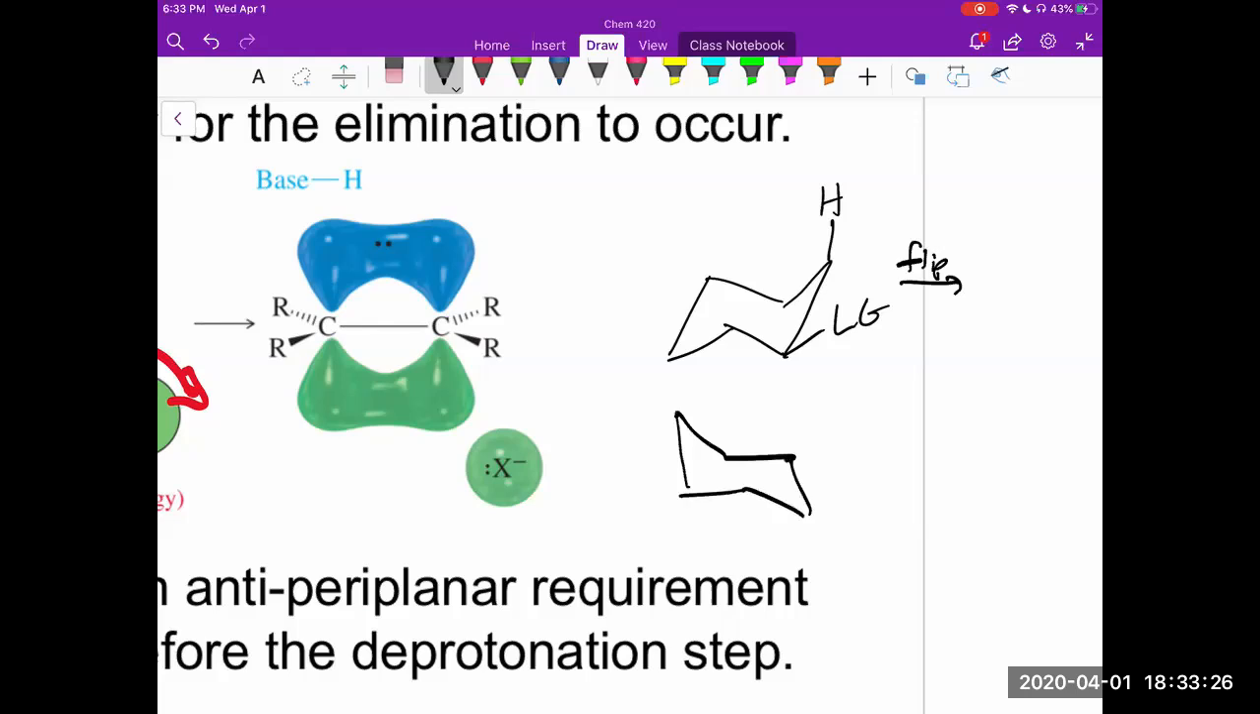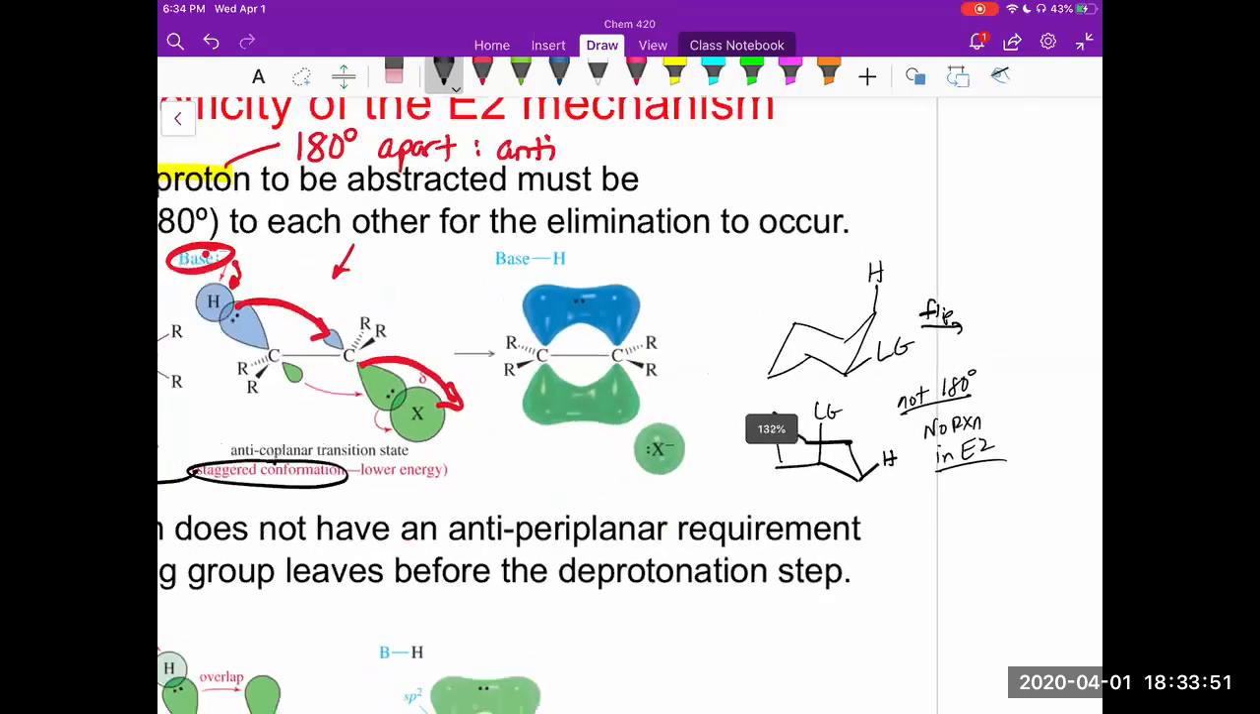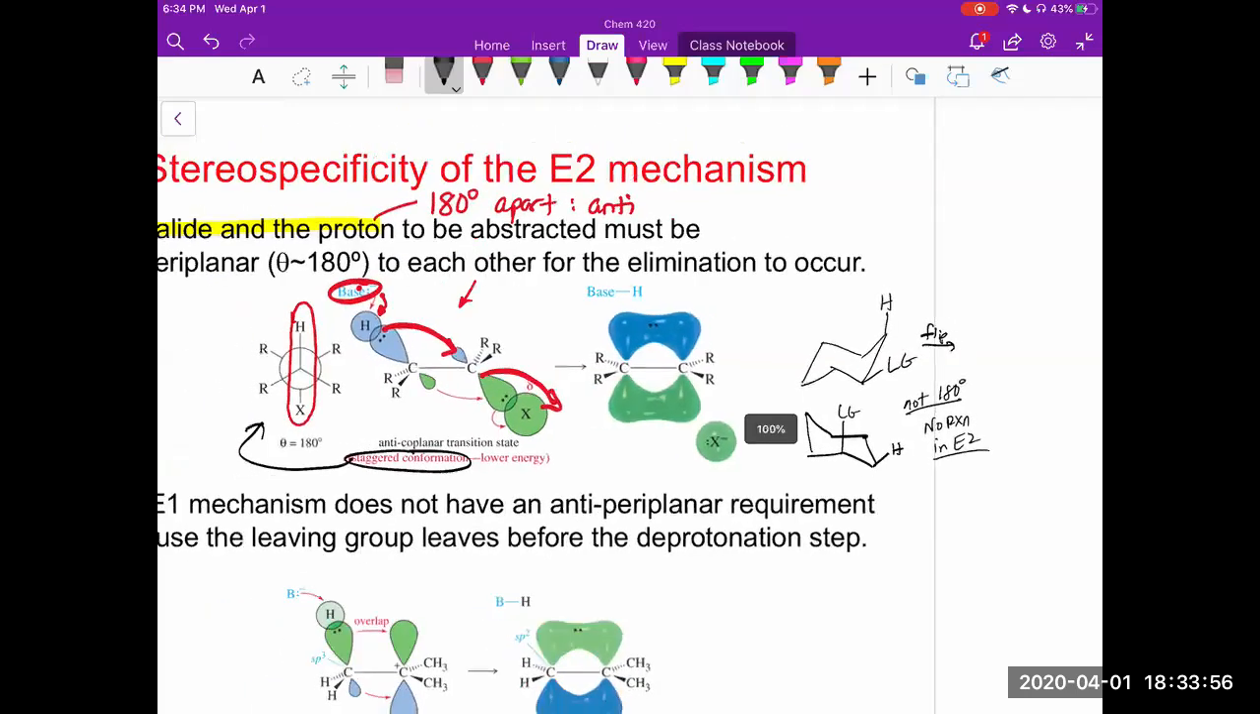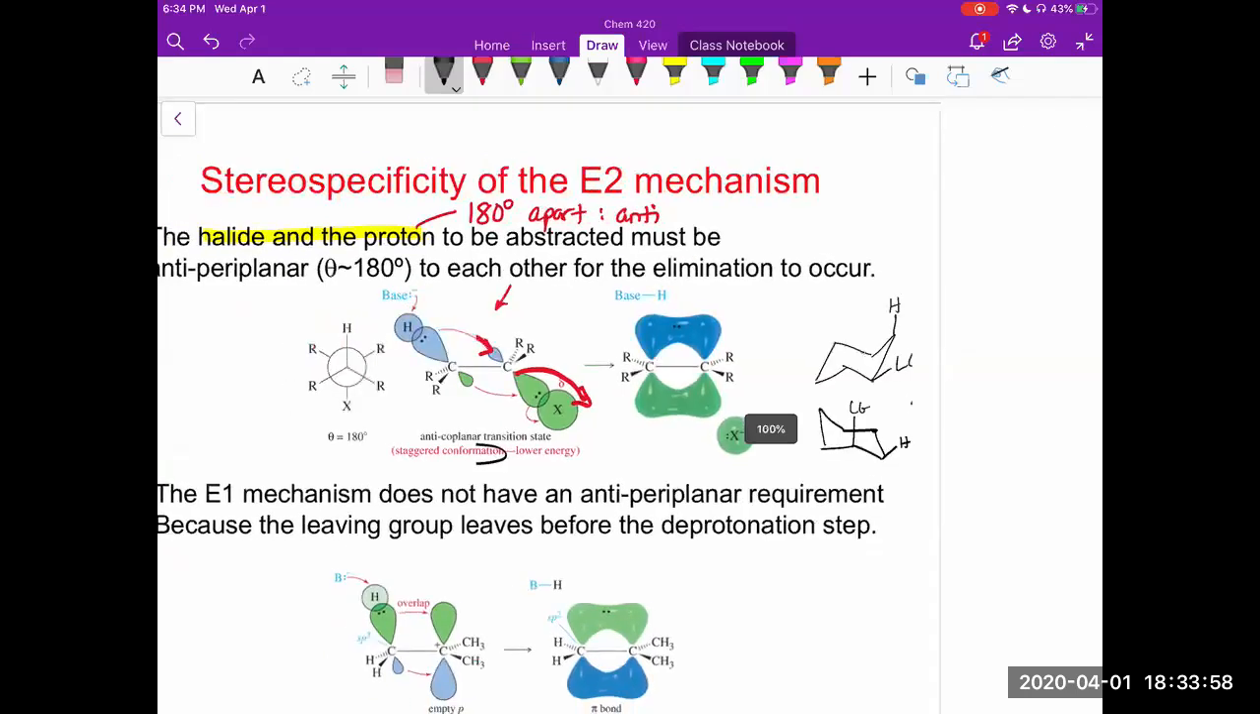So the H was axial, the H goes equatorial. So there's my H. And my leaving group was equatorial. Now my leaving group is axial. They're still not 180. So these guys are not 180. There would be no reaction in an E2. Just won't work. So you have to be able to rotate or something to get them 180 degrees apart.